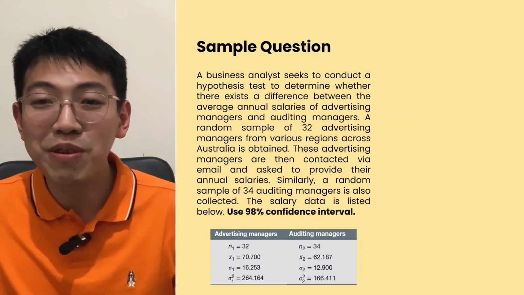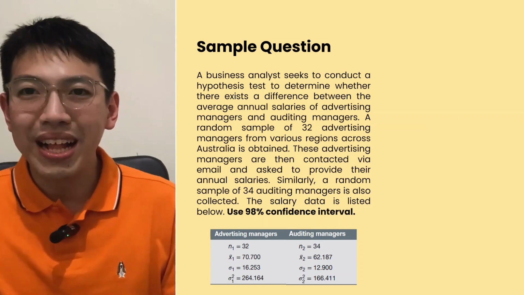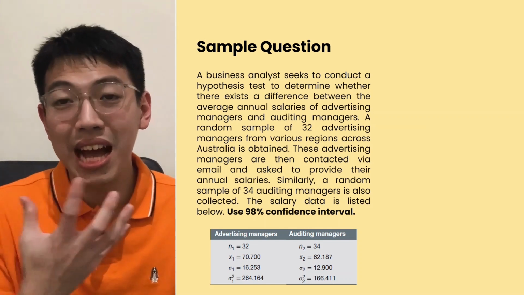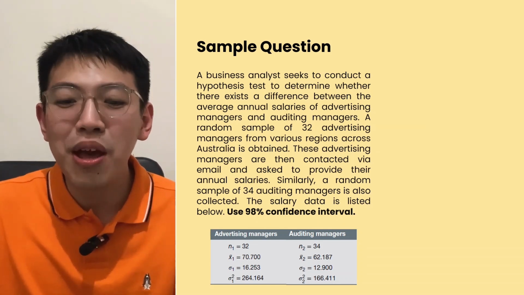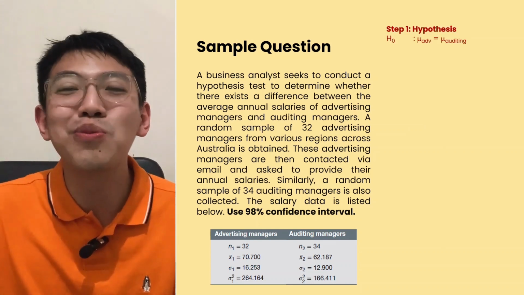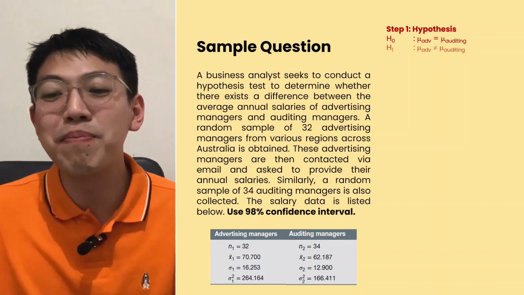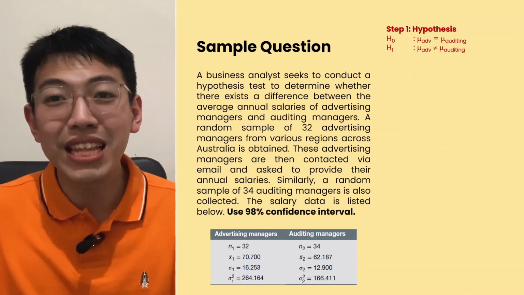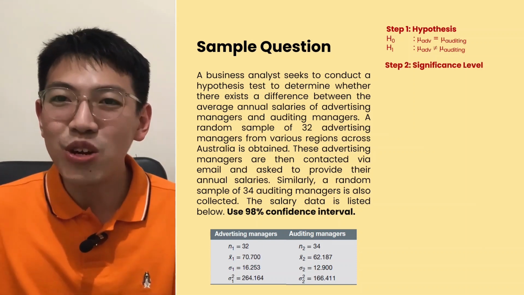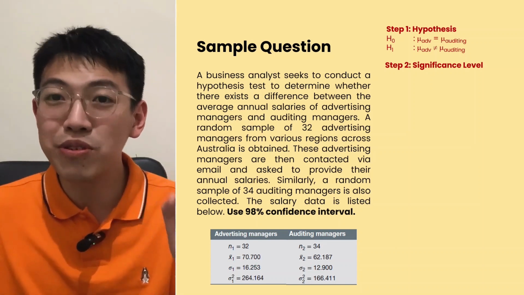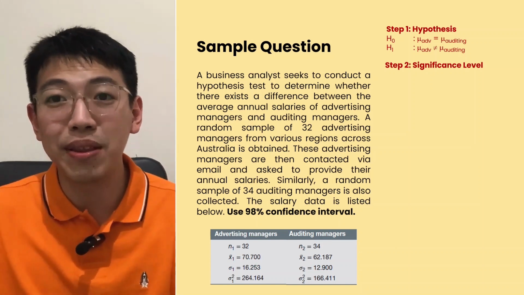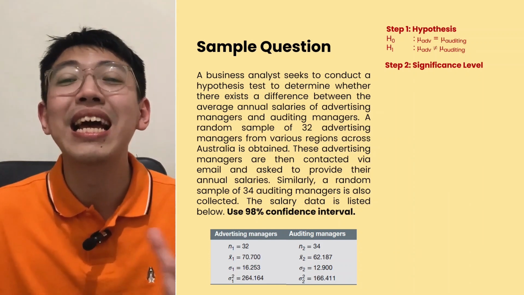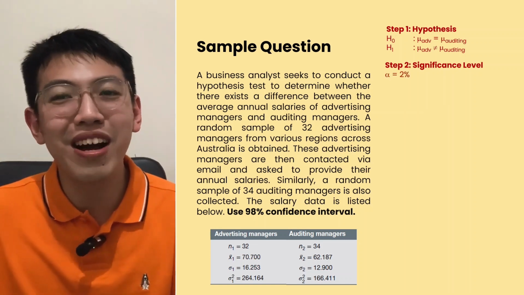Use 98% confidence interval. Well, since the keyword here is "any difference", when we set the hypothesis, the H0 will be mu advertising equal to mu auditing. The H1 will be mu advertising is not equal to mu auditing. The second step, we determine the significance level. In the question, it is stated 98% confidence interval. It means the significance level will be 100% minus 98%. It is 2%. So the alpha is 2%.